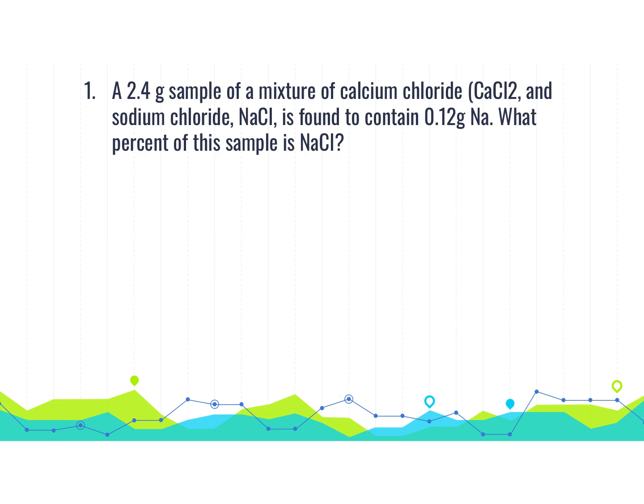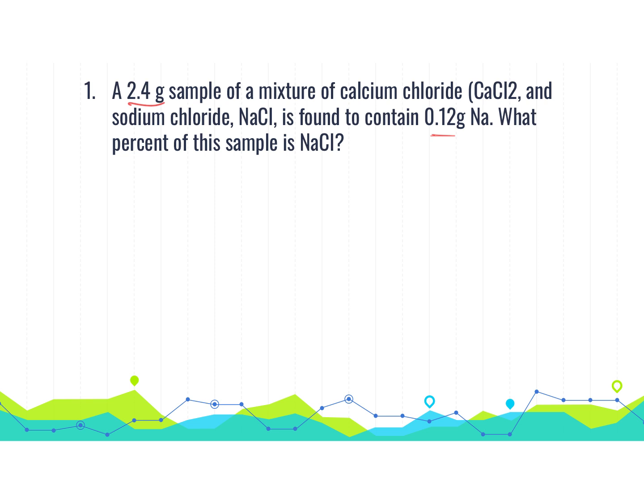Here's an example of a problem that you might get regarding mixtures. A 2.4 gram sample of a mixture of calcium chloride, CaCl2, and sodium chloride, NaCl, is found to contain 0.12 grams of sodium. And what we're being asked is the percent of sodium chloride in the sample. So we're given the grams of the sample, and we're given the grams of sodium.